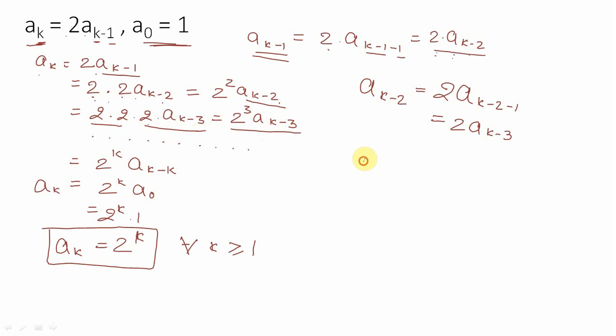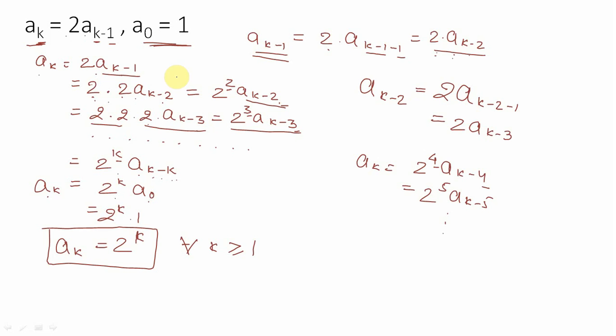Then similarly I'll get a_k is equal to 2 to the power 4 a_{k-4} is equal to 2 to the power 5 a_{k-5} and so on. When I cover k terms, I'll get 2 to the power k a_{k-k}. See, 4, 4, 3, 3, 2, 2. So k and k. So I get 2 to the power k a_{k-k}. Now we know k minus k is 0. So I get a_k is equal to 2 to the power k a_0.